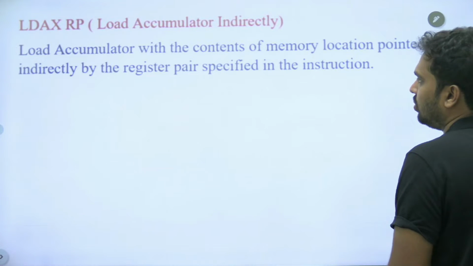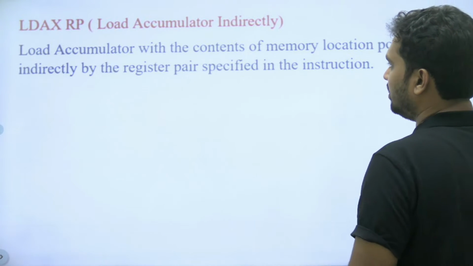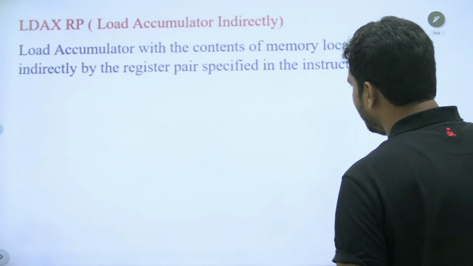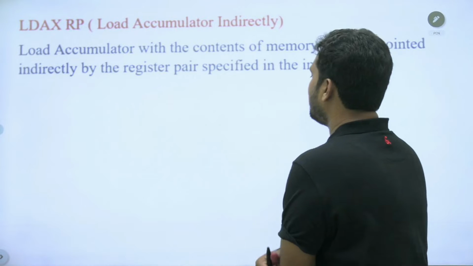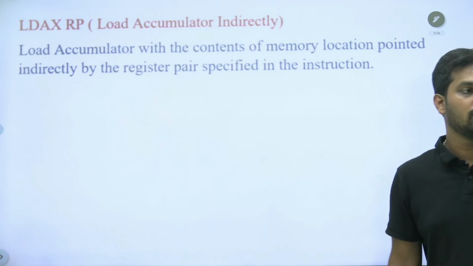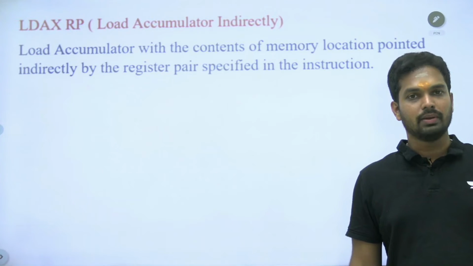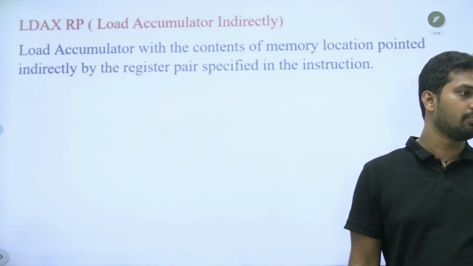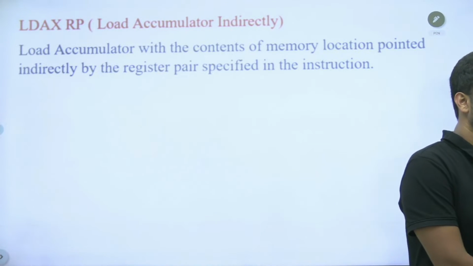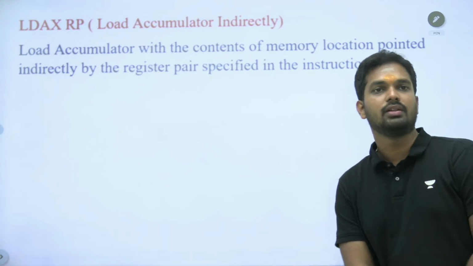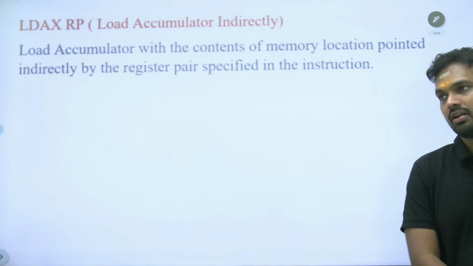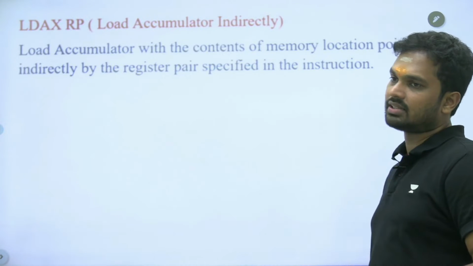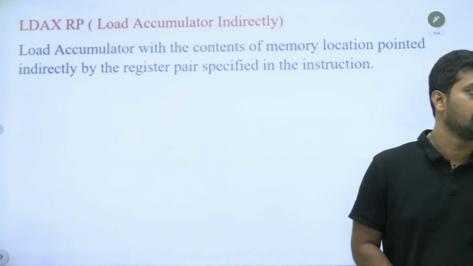Okay. So load accumulator with the content of the memory location pointed to indirectly by the register pair specified in the instruction. Okay. So LDAX B, LDAX D. That is, it is available for the BC register pair and the DE register pair. It is not available with the HL register pair. I'll explain the reason a little later, because there is a separate instruction which can do that job. Okay.